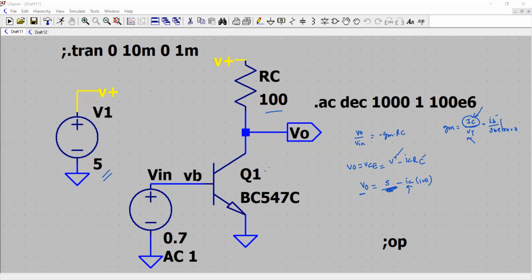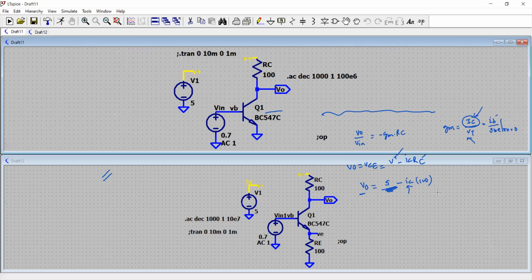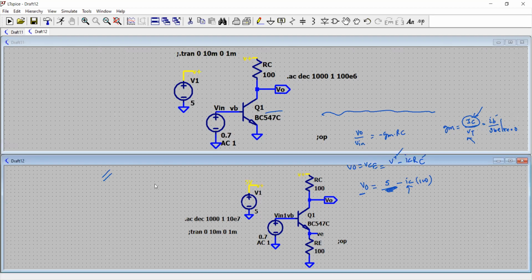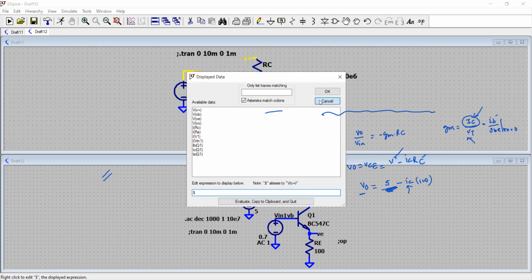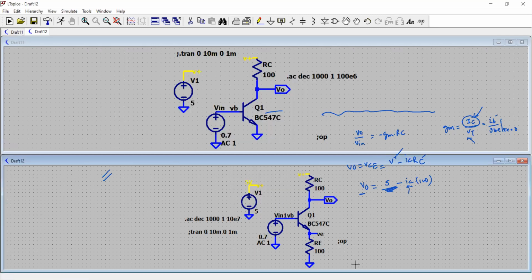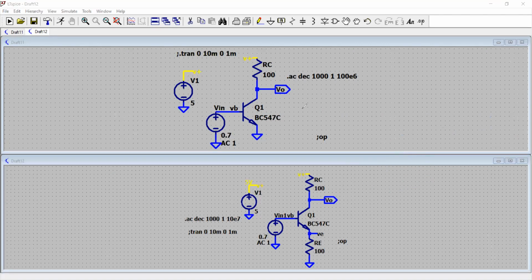Okay, so this is the circuit and we are going to run the AC analysis for this circuit also. So let's do that. I will just click OK and tile the windows. Now two windows are shown right here. The bottom one is your circuit with emitter resistor, and the upper one is the circuit without an emitter resistance. Why are the nets highlighted? We don't want that. Let me clear all the drawings.